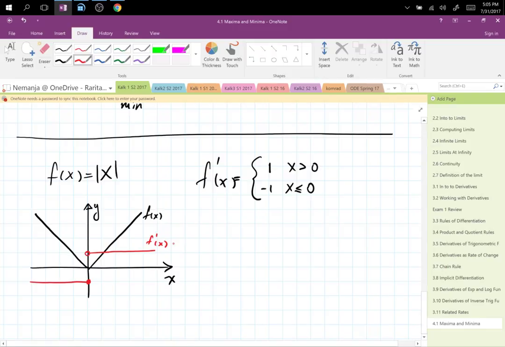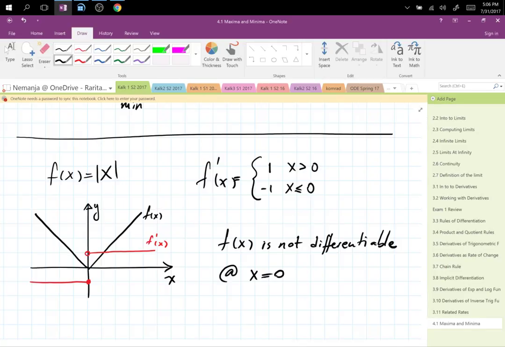Now observe that there is no derivative, right? So f of x is not differentiable at x equals 0, because your derivative is supposed to be a function which generates all the slopes. Now what I have over here is a discontinuous jump, where at the same point at 0 the derivative is trying to be at the same time negative 1 and 1, and that's not good.